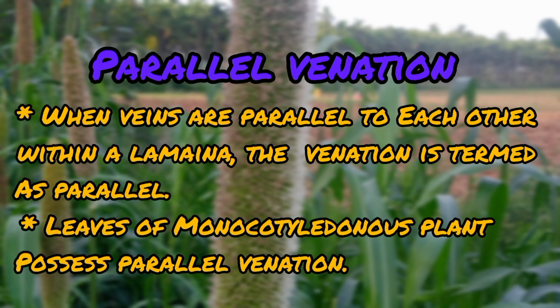Another type of venation is parallel venation. When the veins are parallel to each other within a lamina, the venation is termed as parallel. Leaves of monocotyledonous plants possess the parallel venation.